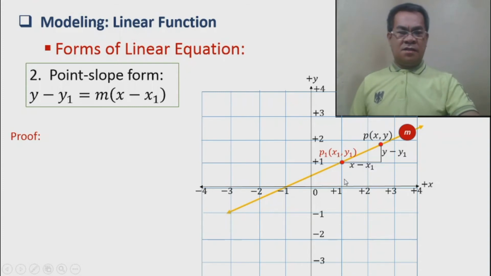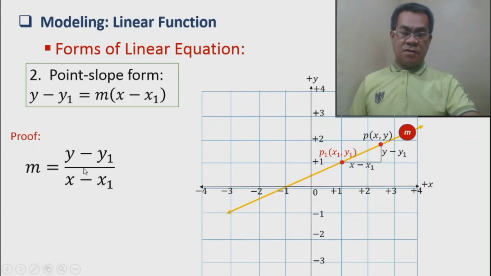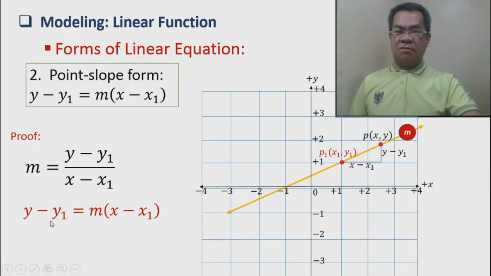So then, use the formula for the slope. Okay? Because slope is rise over run. So, we come up with y minus y1 over x minus x1. Then, transform this one, diagonal product, you come up with the number 2 form, the point slope form. So we have y minus y1 is equal to m times x minus x1. That's it. This is very easy to derive.